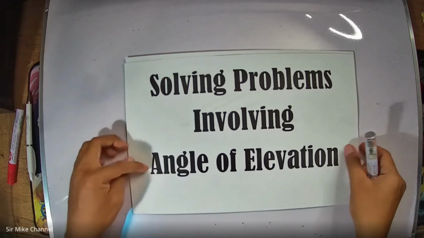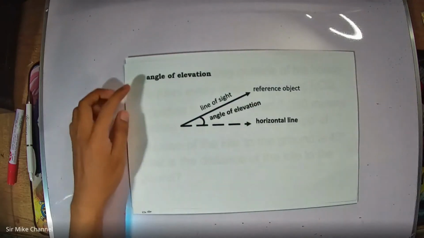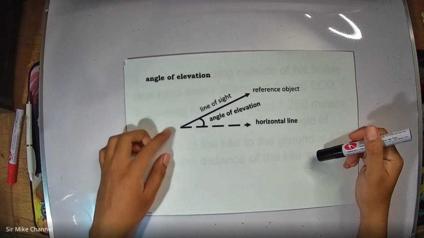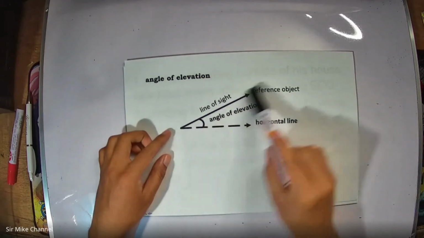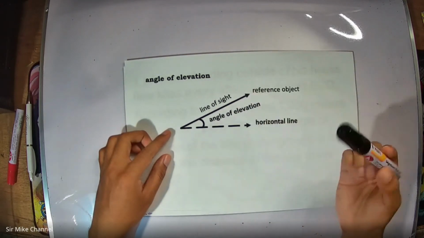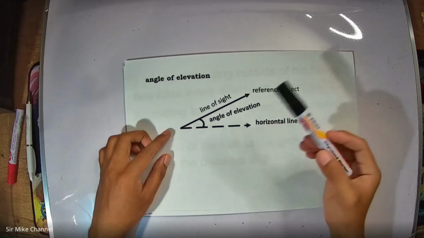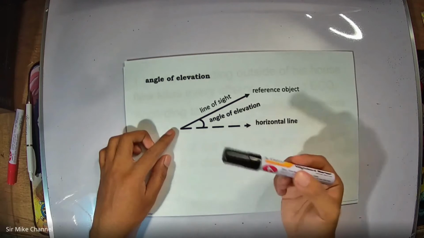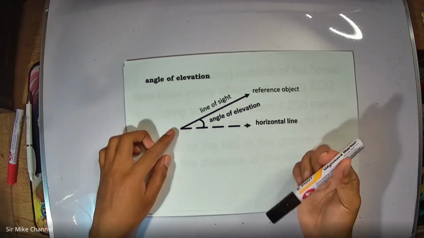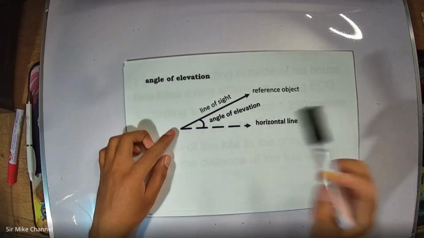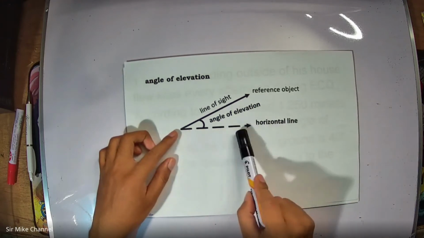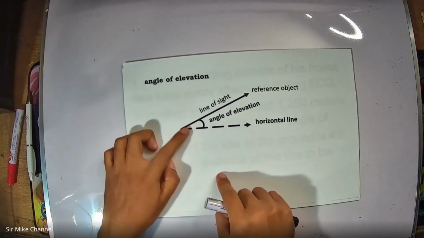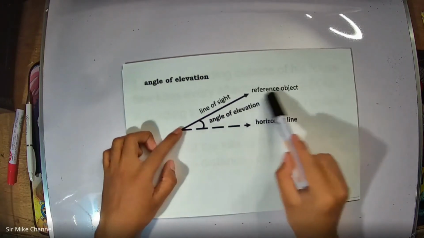So what is the angle of elevation? The term angle of elevation means that the observer looks at the object above him. It could be a human or a studied object located above the reference object. It is like when you see an object above you. There's an angle formed between the horizontal line and the line of sight. So this is what we call the angle of elevation, towards the object above.